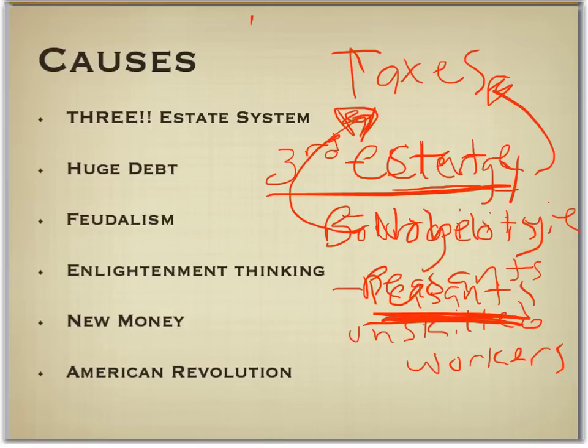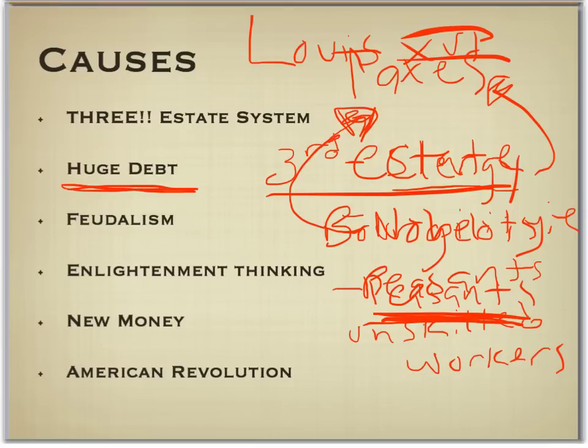But this absolute monarch, Louis XVI, doesn't actually have absolute power, mostly because he has a huge debt. He owes a lot of money. The Palace of Versailles takes a lot of money to maintain. He's helped fund the American Revolution, and his predecessors have helped fund many, many bloody religious conflicts during the 1600s.